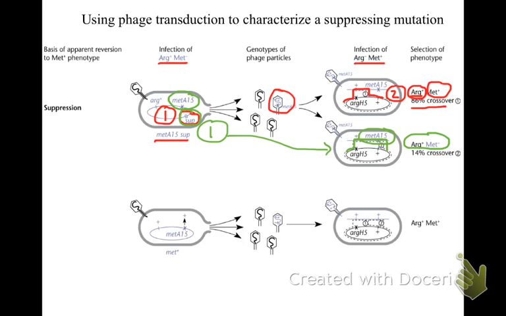I want to point out one thing that might be a little confusing when we look at the top here, infection of ARG minus, MET minus. Both this suppressor strain and this MET plus are the MET plus phenotype. So I think this is just to indicate that the original phenotype was MET minus.